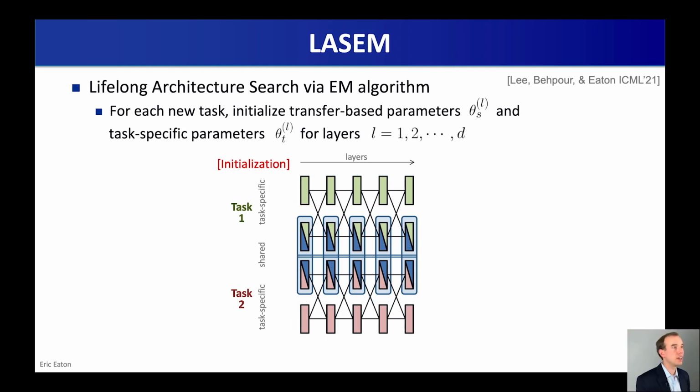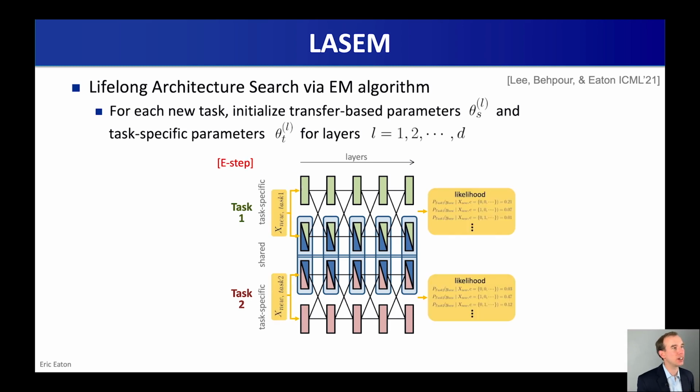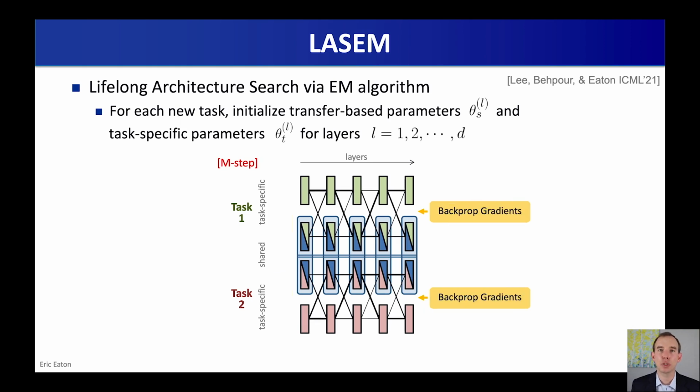To perform the architecture search via EM, for each task, we already have a set of shared knowledge, and so we also initialize a set of task-specific layers as well. For the E step, we compute the likelihood of the model given the data, and then we let backprop flow through, adjusting the weights as to whether or not we should use a shared layer or a task-specific layer for each network.